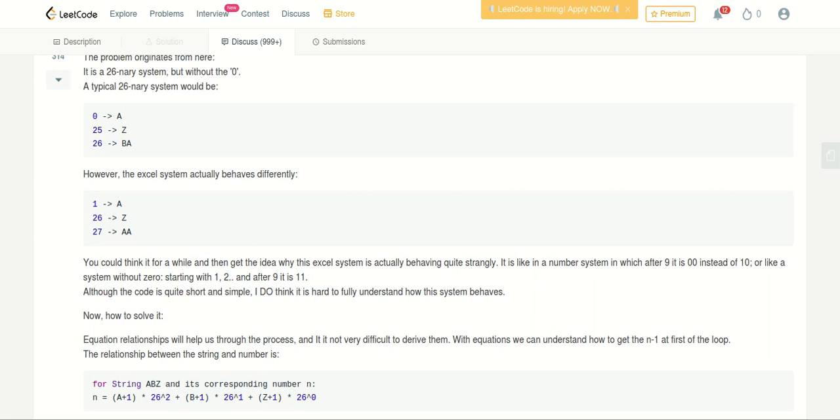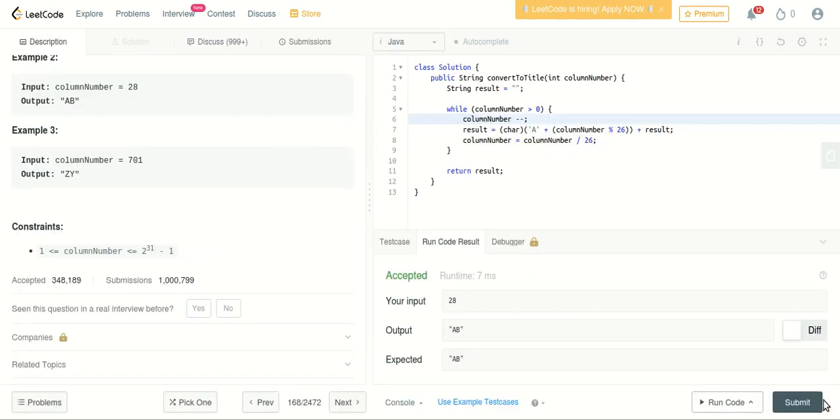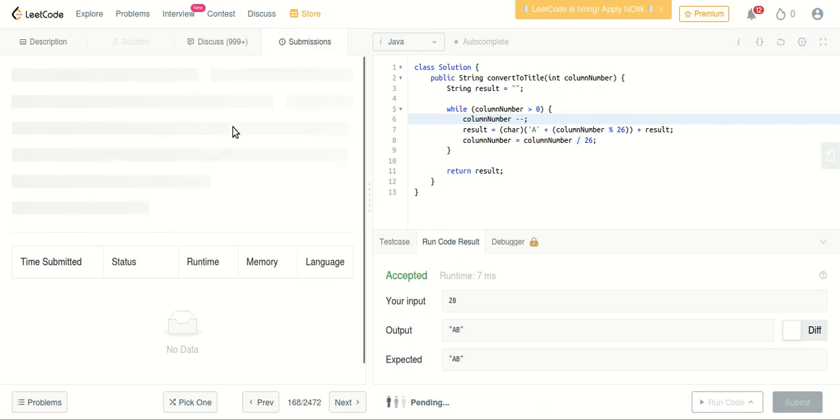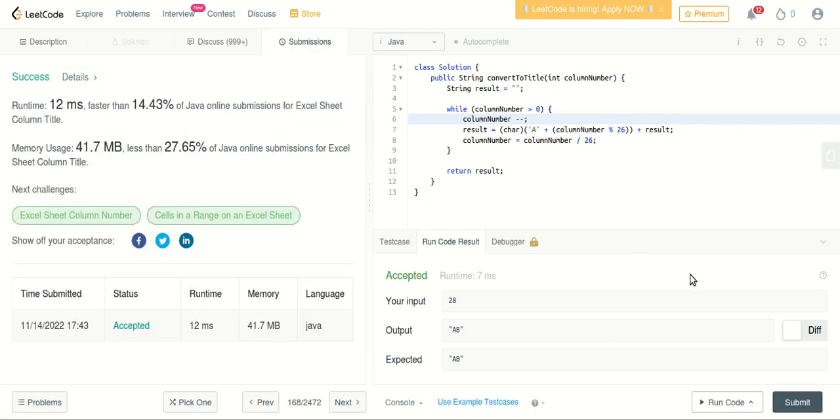I think this gives a nice explanation, and we can try to run it now, and let's try to submit this. Okay, we are able to get a result. Thank you folks, see you in the next one.